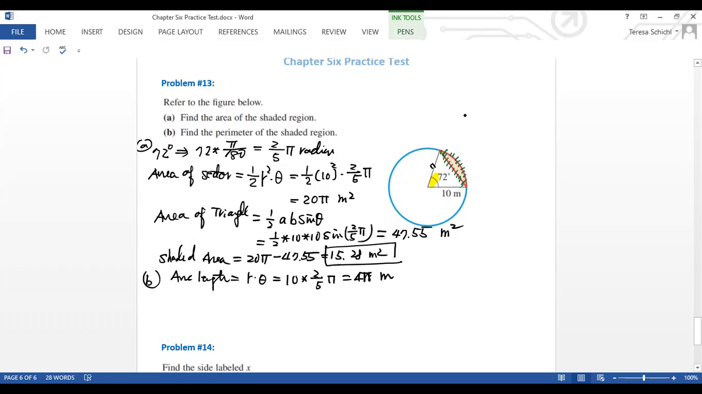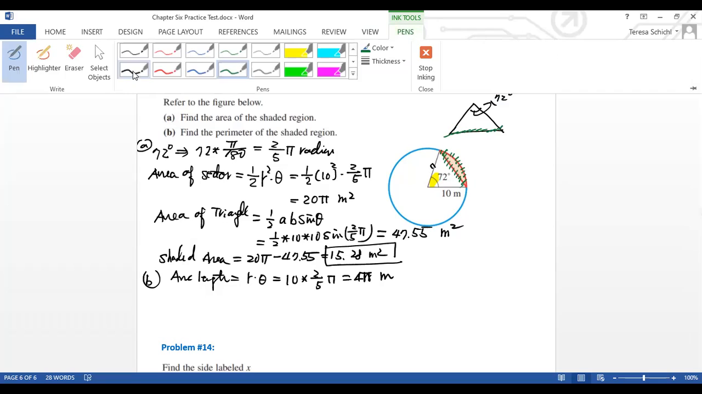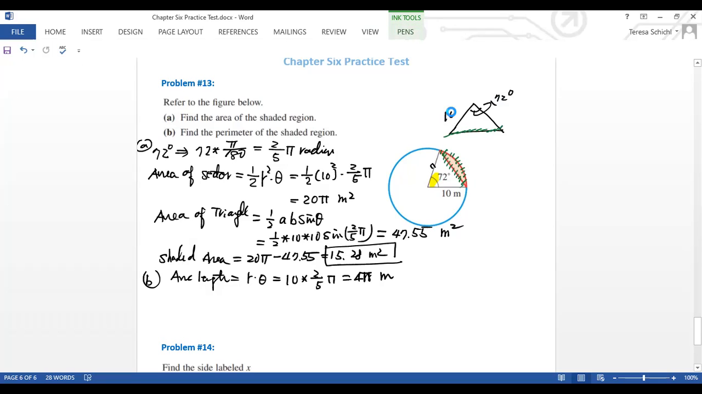Okay, so now I'm looking for these ones here, the sectors here, right? So let me switch this triangle to here. Maybe this way is easy. So this is 72 degrees, right? Now I'm looking for these ones here, right? So let's put it here. And each one here is 10 centimeters, right?